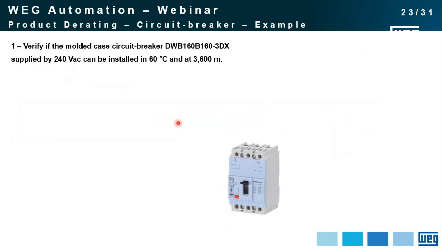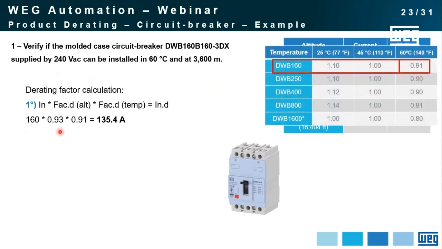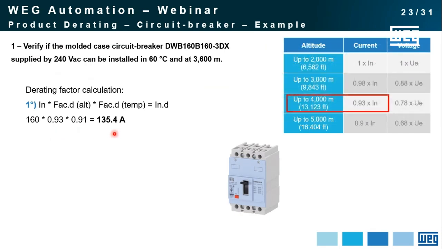So let's make an example to see what happens with the current and voltage. Here, let's see if this molded case breaker DWB160 can be used in these conditions: 60 degrees Celsius and 3,600 meters. First, we use the derating factor of this breaker. Here we have the rated current, 160. You multiply by the factor of current for altitude, 0.93. Then we use the other table for the temperature, 0.91. Finally, you have the current of 135.